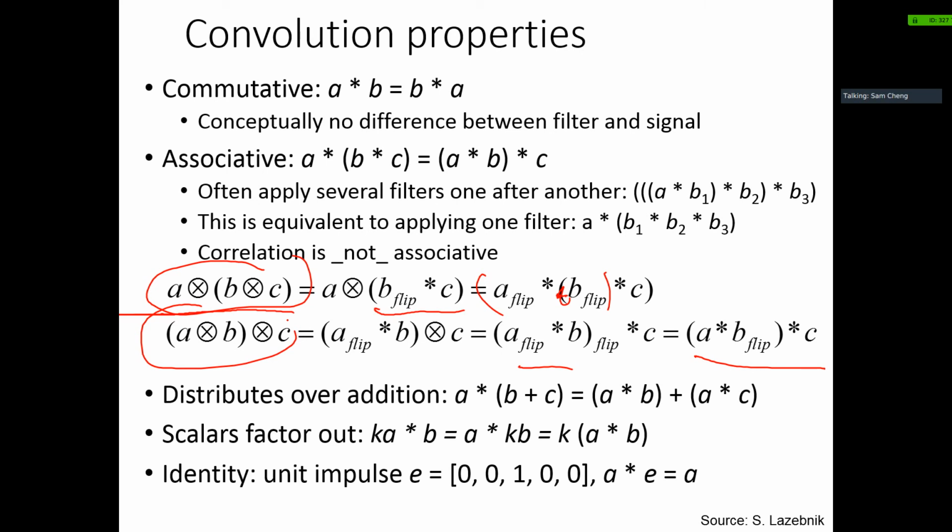But I want to say, in image processing, often it doesn't matter, because at least if you don't do convolutional neural networks, most of the time your filter will be symmetric.